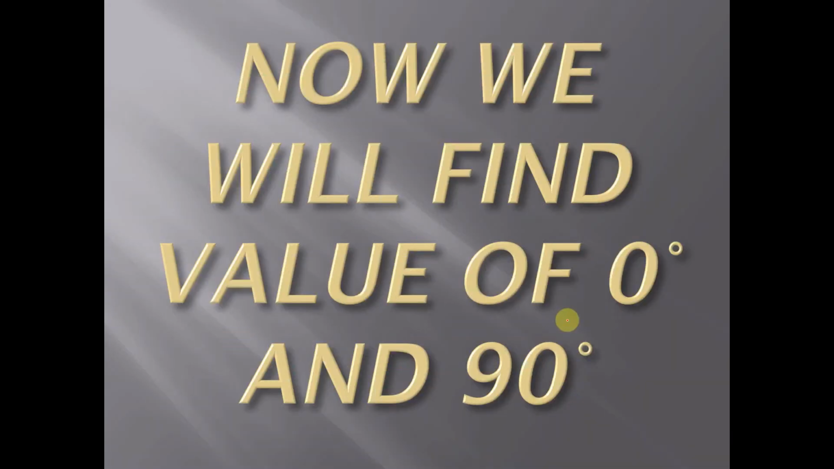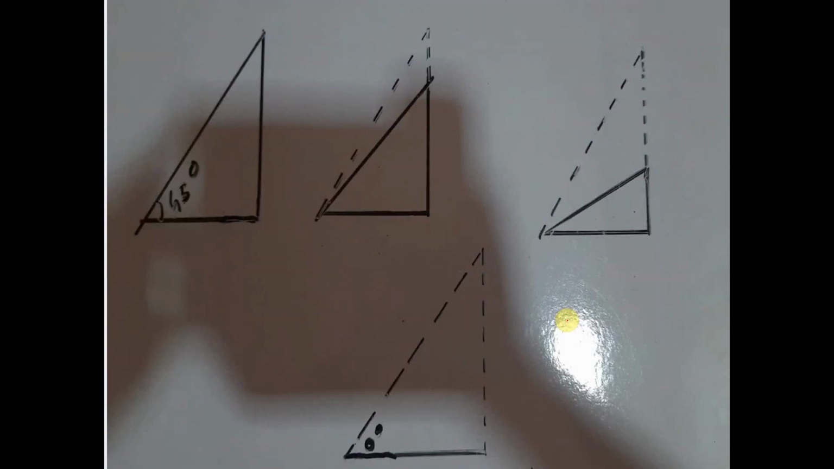Now we will find the value of 0 degree and 90 degree. First you have to see this diagram. First you have to draw this triangle. Now 0 degree means this is 0 degree. Now we have to make 0 degree of this triangle. Now we have to decrease this side. We have to decrease the angle slowly. See, we are going like this, decreasing.